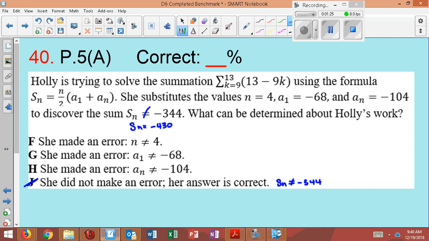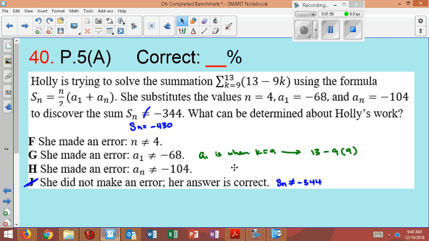Okay, so let's continue on. The next thing I think is easiest is to find the first term and the last term. For the first term, we always plug in the bottom number. So if I wanted to find a sub 1, it occurs when k equals 9, because that's the bottom number. So because of that information, we go 13 minus 9 times 9.